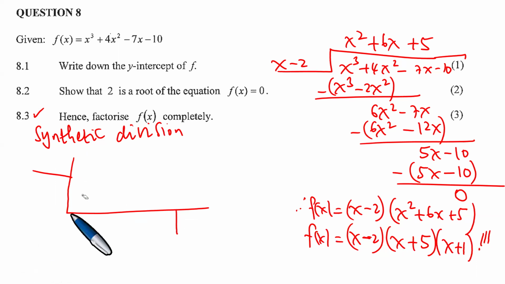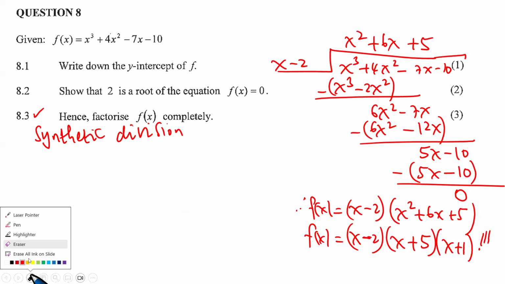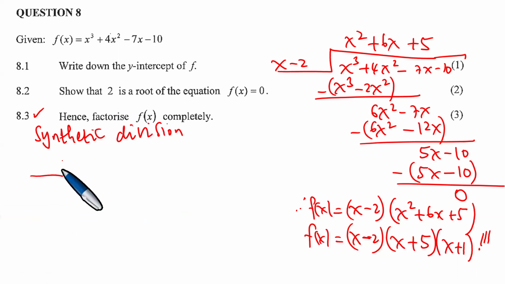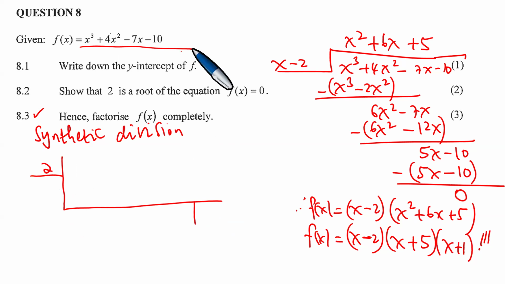Right, so if this is the table, what do we then have? Okay, we have 2 as a root, and then we take the coefficients of this: 1, 4, minus 7, minus 10. You drop the 1. 2 by 1 is a 2.